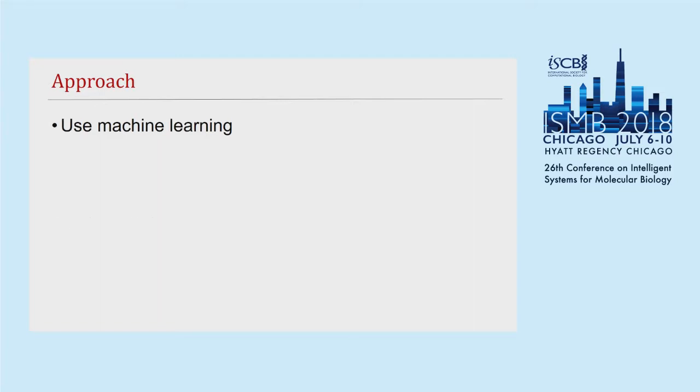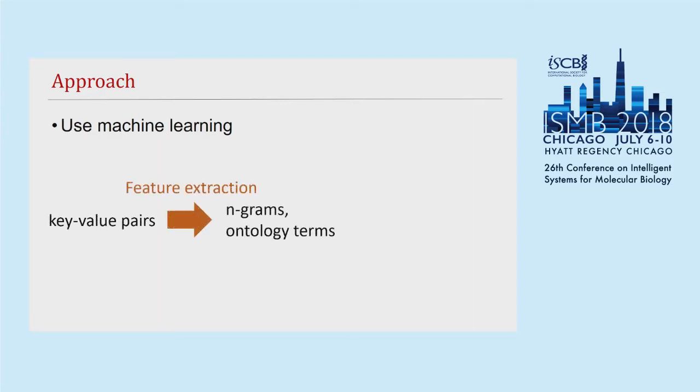Since there are relatively few of these sample type categories, this task was amenable to machine learning. And so we extract features from the key value pairs, from the set of n-grams, as well as from the set of ontology terms that were output by the methods I described previously. And then we trained a classifier to classify each sample type.